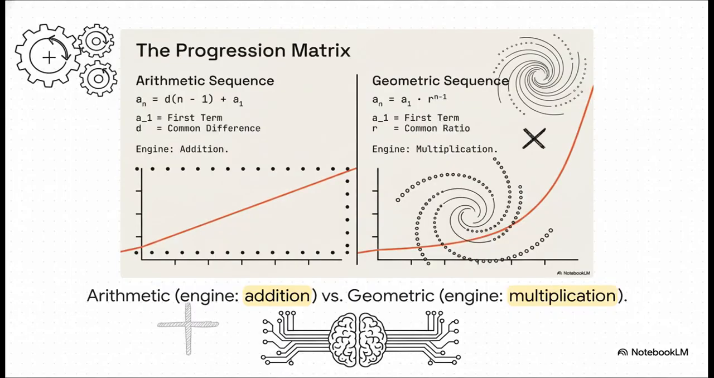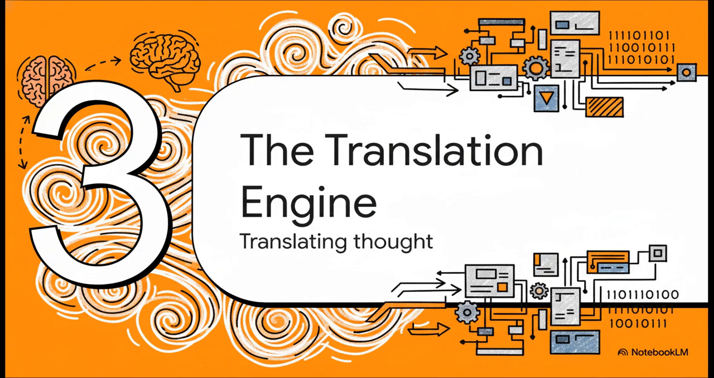And these 2 methods are the engines behind the 2 most common types of sequences. You've got your arithmetic sequence, which grows nice and steady because its engine is just simple addition. But then you have the geometric sequence, which absolutely explodes because its engine is multiplication. You can literally see the difference in their graphs. One's a straight line, the other is a curve that shoots for the sky. Okay, get ready, because this is where we take the big leap. This was never just about numbers. We're now at the point where we can actually translate a human thought into pure, cold machine logic.